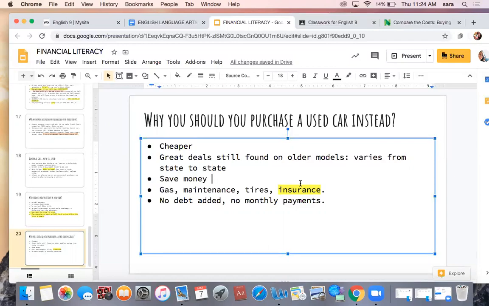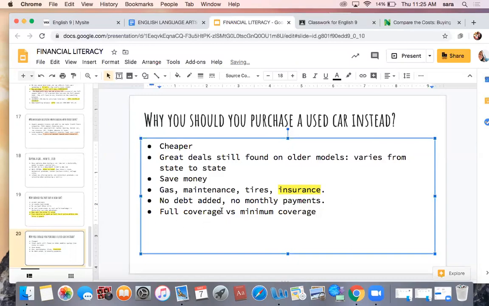So understand, when you purchase a car, whether it's used or new, you have to add insurance to it. And typically, the minimum coverage of insurance, I want to say it's about $60. But if you purchase a new car, you have to buy something called full coverage. So what is the difference between full coverage and minimum? So it's super simple.